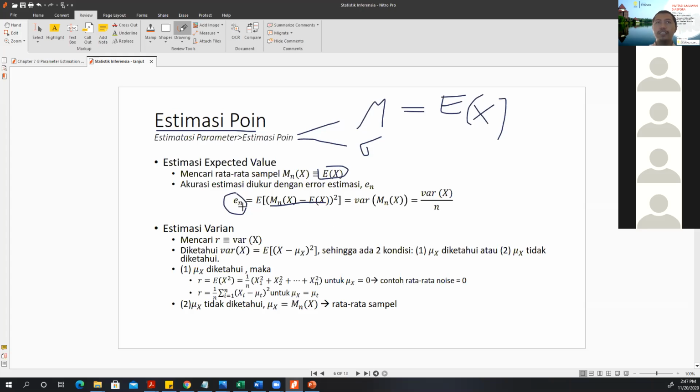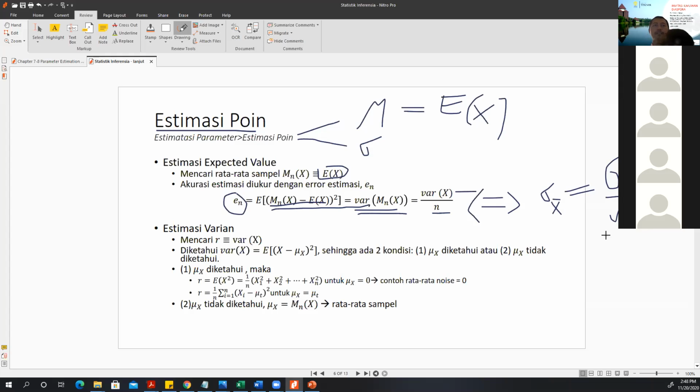I already mentioned that this error will be equal to the variance of the sample. The variance of the sample is equal to the variance of the population divided by the number of samples. Also, it is equivalent to standard deviation. This is the variance expression, and this is the standard deviation. Actually, this is the standard deviation of the sample, and this is the standard deviation of the population, divided by the square root of the number of samples, or sample size.